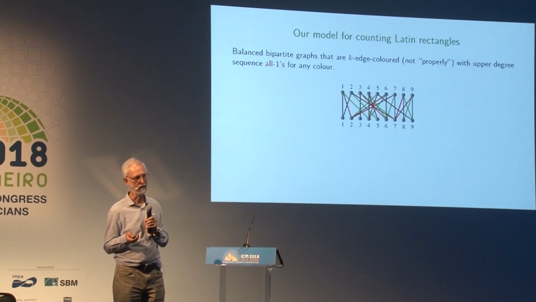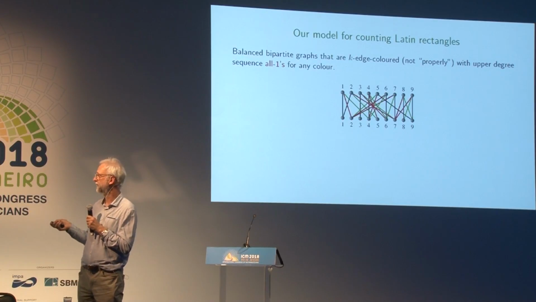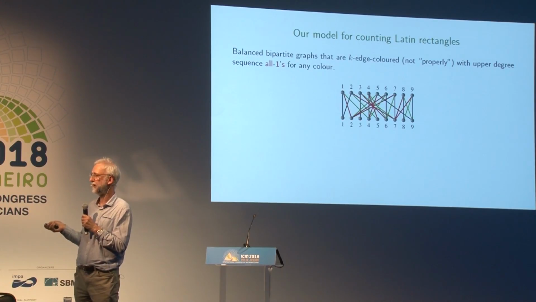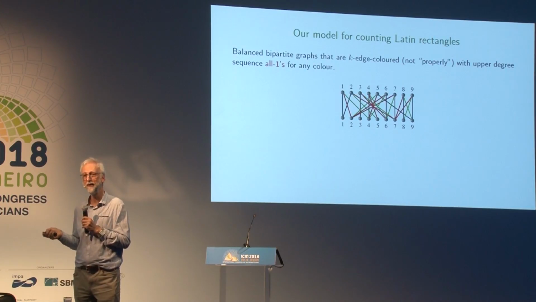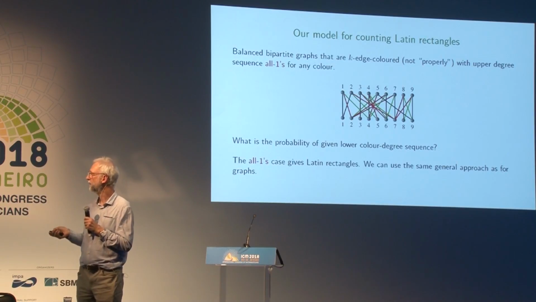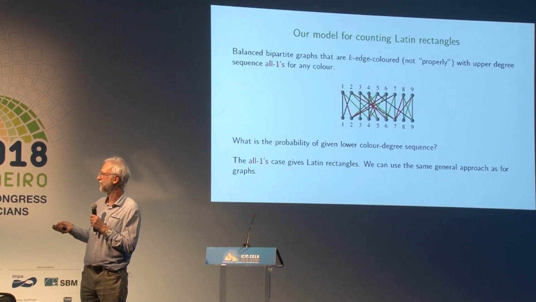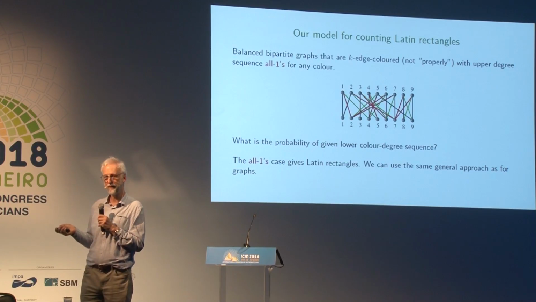Now, this is a fairly straightforward model to analyse. There's enough freedom. They're constrained in the top, but there's a lot of freedom in the bottom, which makes the choices of each vertex up here independent for where the 3 edges go. And all we have to do is ask, what's the probability of a given colour degree sequence in the bottom? We want to know the probability that they're all 1 in every colour down the bottom. Then we'll have what we need.